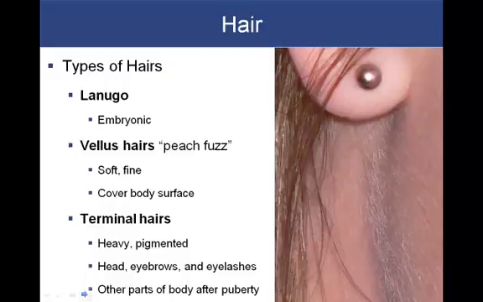We have vellus hairs. This is the peach fuzz. It's very soft, very fine hair, and this covers much of the body surface. And in this diagram over here, we can see on the side of this lady's neck all of this peach fuzz. And then we have the terminal hairs. These are the heavily pigmented hairs. We find these hairs on the eyebrows, the eyelashes, the head, and then later, after puberty, we also get terminal hairs within the axilla as well as the inguinal region. So we get pubic hairs and armpit hairs, if you will.